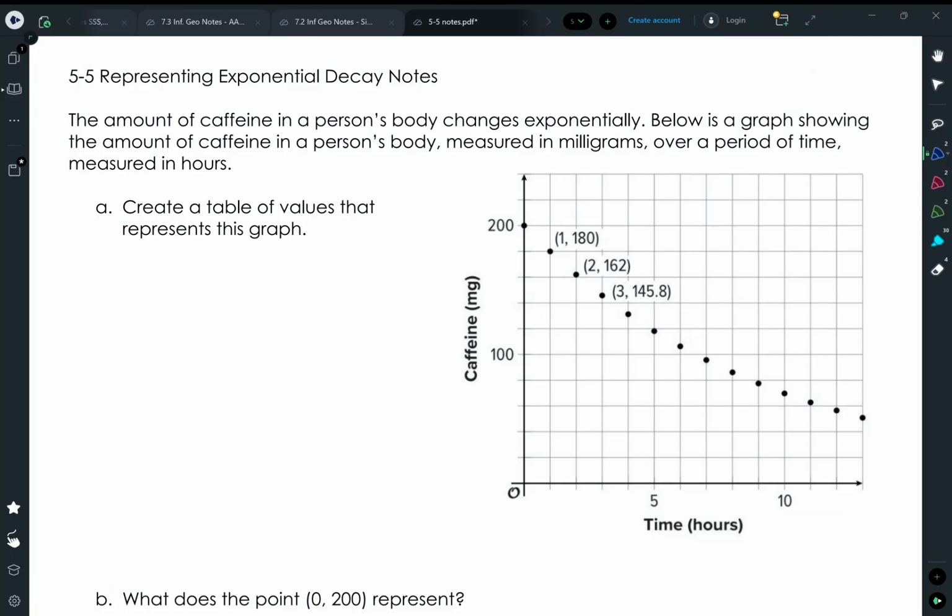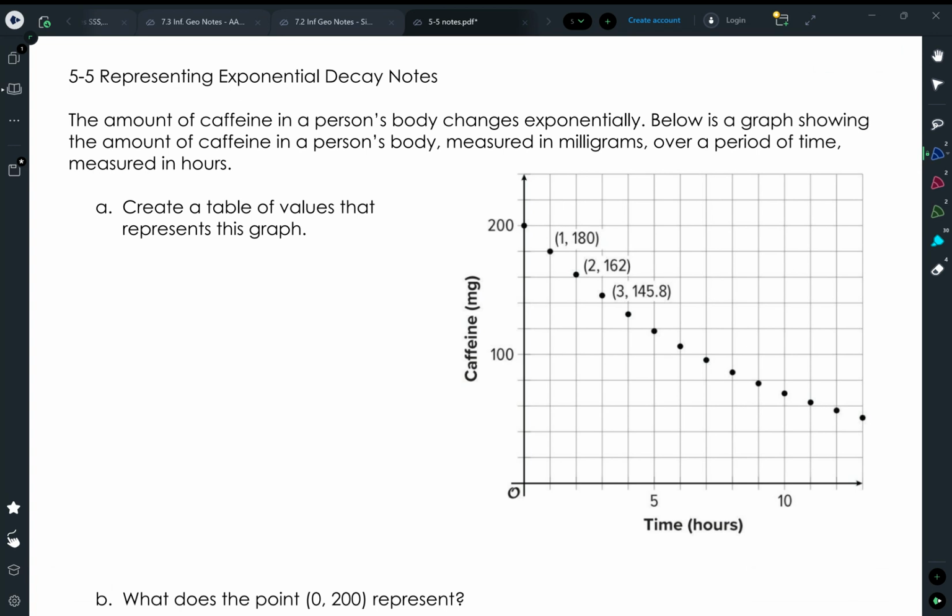So we have been working in the beginning of the chapter on what exponential growth looks like, and then we learned how to write those equations. In the last section, we learned about exponential decay, and now we're going to start looking at how to write those equations. And we're looking at a graph today. So I don't think that we have written an equation that's quite this difficult before.